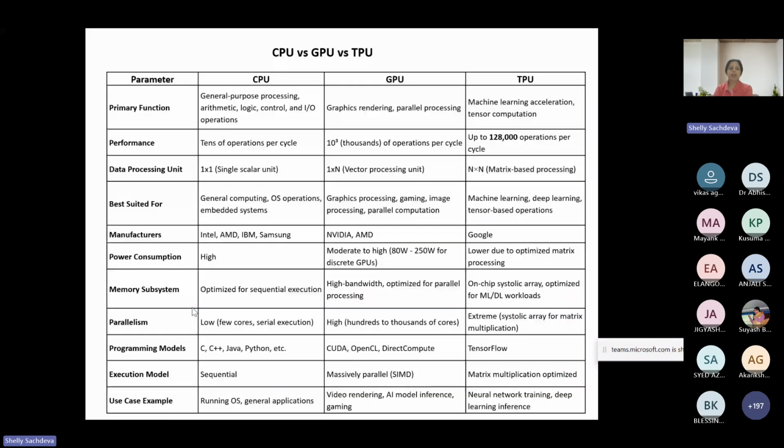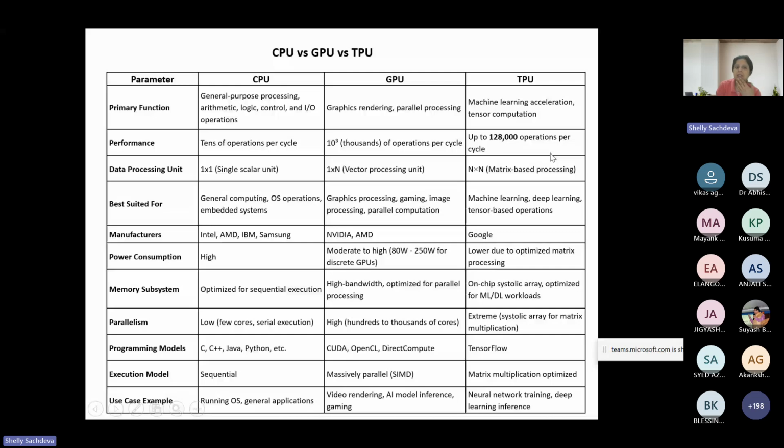The primary function of the CPU is general purpose processing like arithmetic, logic, control, and IO operations. In the GPU, it is graphics rendering and gaming, and you focus upon parallel processing. In the TPU, you perform tasks such as running deep learning libraries. Also, the performance for the CPU is tens of operations per cycle. In the GPU, the performance is in the thousands of operations per cycle, and in the TPU, you have up to 8,000 operations per cycle.